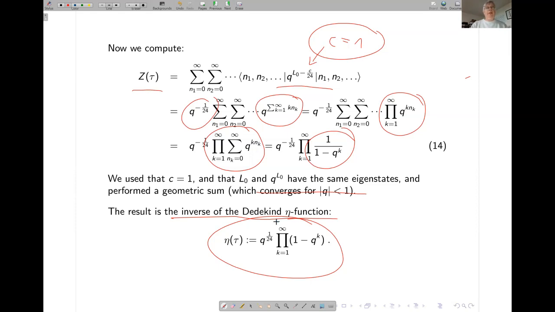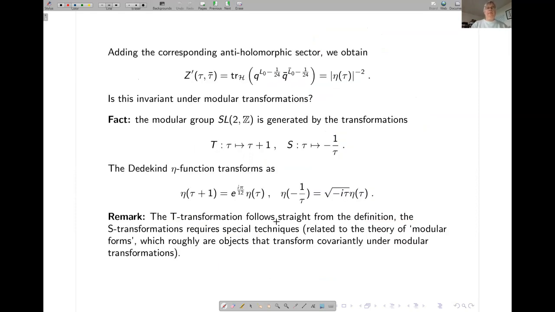Okay. Now we add in the anti-holomorphic sectors, and we get the partition function, or what could be the partition function for a string in 1 dimension. And this is 1 over the modulus squared of the Dedekind eta function. I was so insistent that this should be modular invariant. So is this invariant under modular transformations?